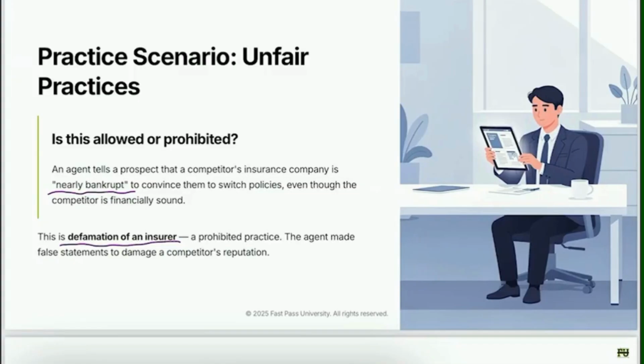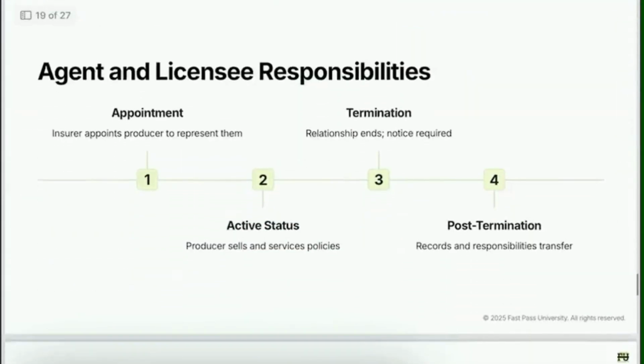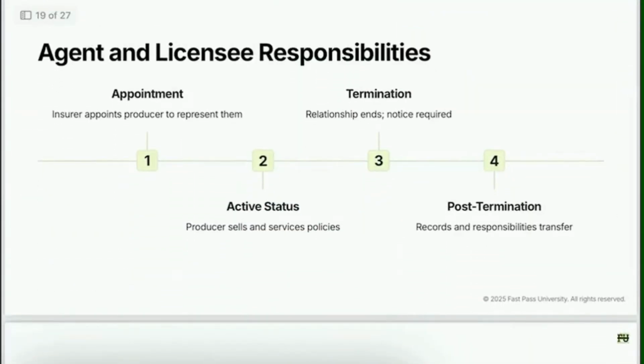All right, now agent licensee responsibilities. Agents and producers, or anybody with an insurance license, and their responsibilities. Once you are licensed and you go work for an insurance company, that insurance company appoints the producer to represent them. And they actually need to file that with the superintendent.